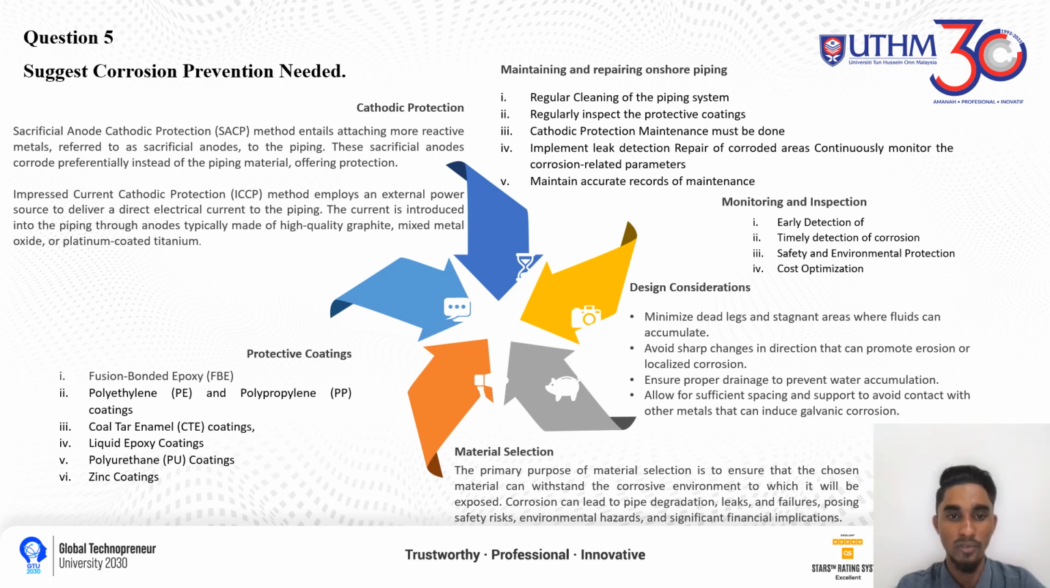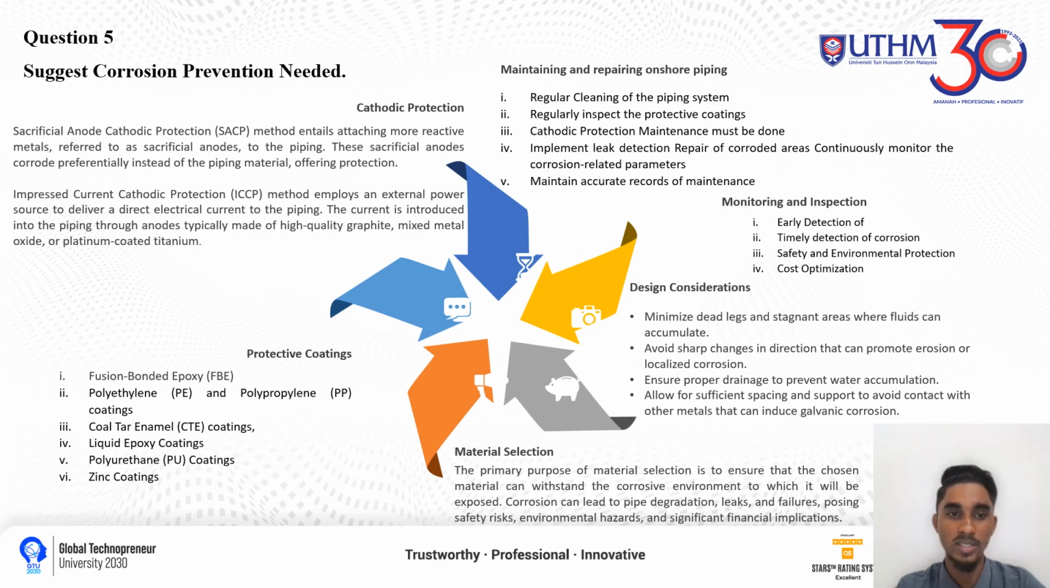And the third one is safety and environmental protection, which is an important issue since corrosion-related failures in onshore piping can have severe safety and environmental consequences. Leaks or ruptures due to corrosion can result in hazardous situations leading to accidents, injuries and environmental contamination. The fourth one is cost optimization, where timely detection and proactive management of corrosion through monitoring and inspection can lead to cost savings. By addressing corrosion issues early on, organizations can avoid costly repairs, replacement and unplanned shutdowns.